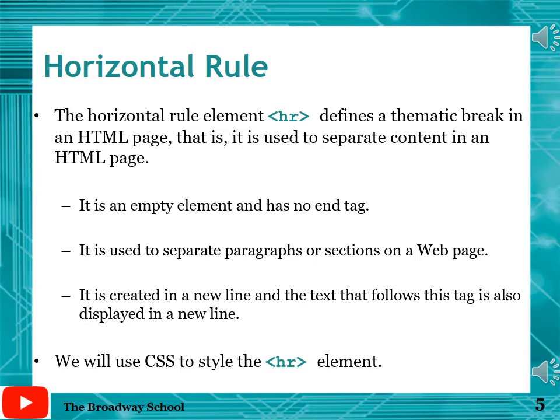Horizontal rule. The horizontal rule element, HR tag, defines a thematic break in an HTML page. It is used to separate content in an HTML page. It is an empty element and has no end tag. It is used to separate paragraphs or sections on a web page. It is created in a new line, and the text that follows this tag is also displayed in a new line. We will use CSS to style the HR element.